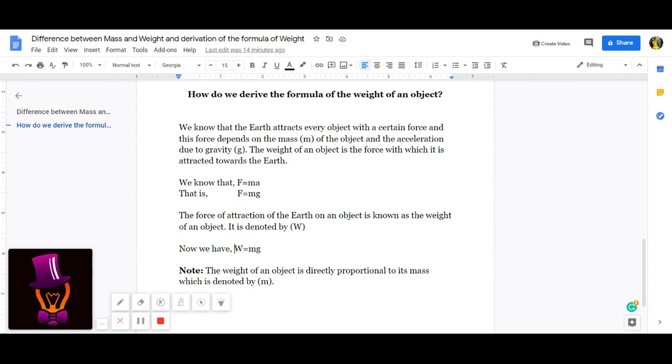Note, the weight of an object is directly proportional to its mass, denoted by small m. Directly proportional means that if the weight increases, the mass will also increase. Inversely proportional means if W increases, m decreases, and if W decreases, m increases. But here, the weight of an object is directly proportional to its mass. So, hence we conclude the session with this.